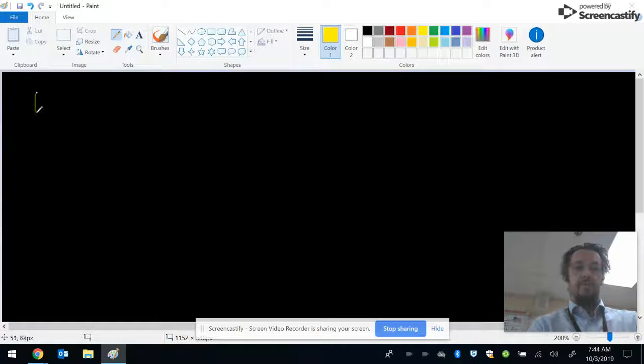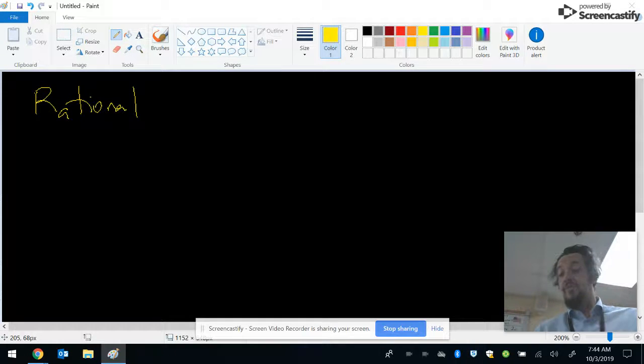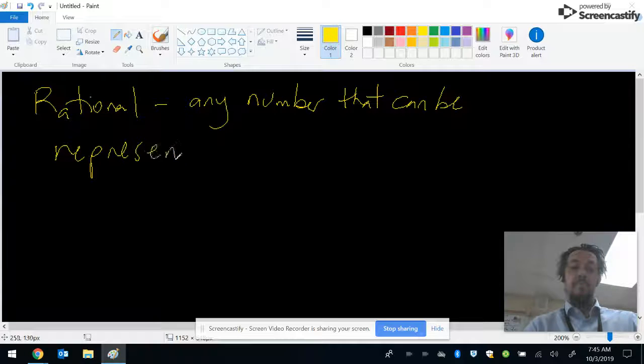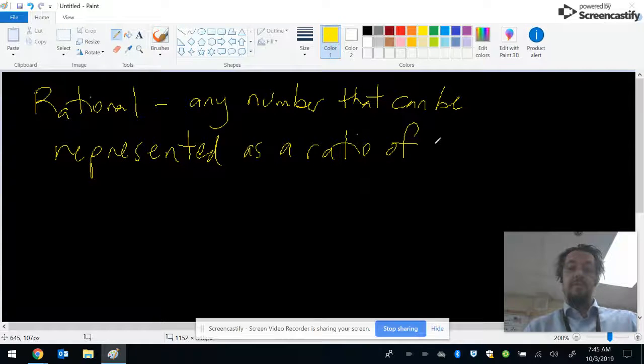So rational numbers. Rational numbers are any number that can be represented as a ratio of integers.